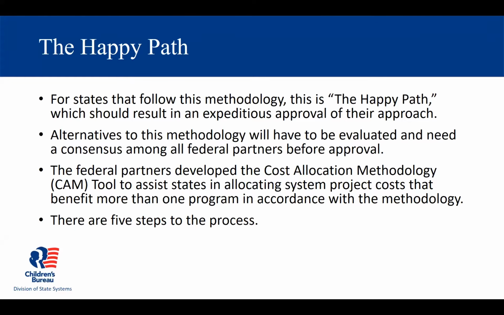So we call this methodology the happy path, and we say that because this is an agreed upon methodology. All the federal partners are in agreement. So if it's properly done, it should lead to an expeditious approval. The regulations allow for alternatives to this methodology, but if you are proposing an alternative methodology, it'll need to be evaluated and we'll need a consensus from all the federal partners before we can approve it. So it may take longer to get approval for an alternative.